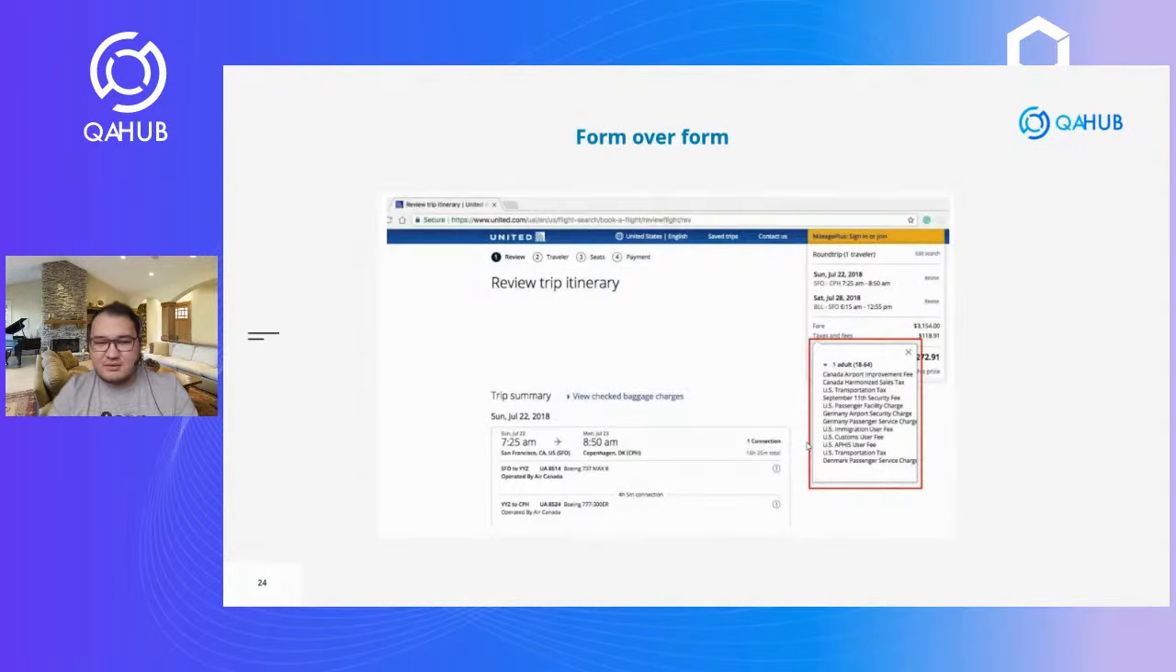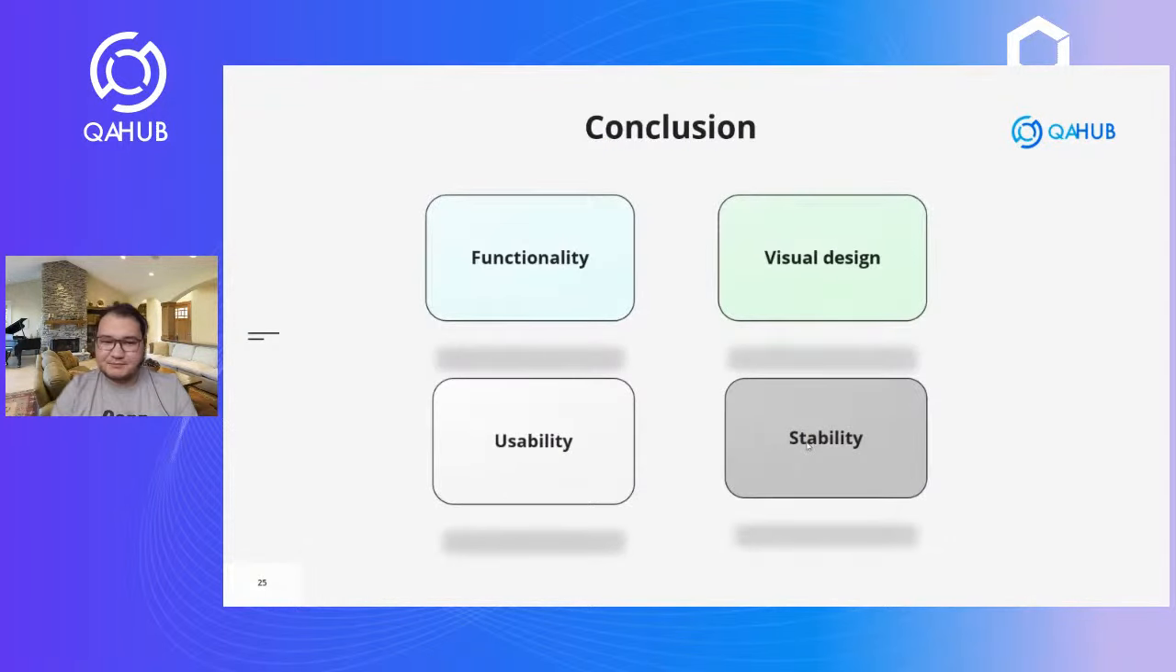Next situations, a lot of bugs when some forms are collapsing into each other, and it's not serious for our customers. So we need to avoid that kind of situation also. In conclusion, I chose 4 big criteria for UI testing.